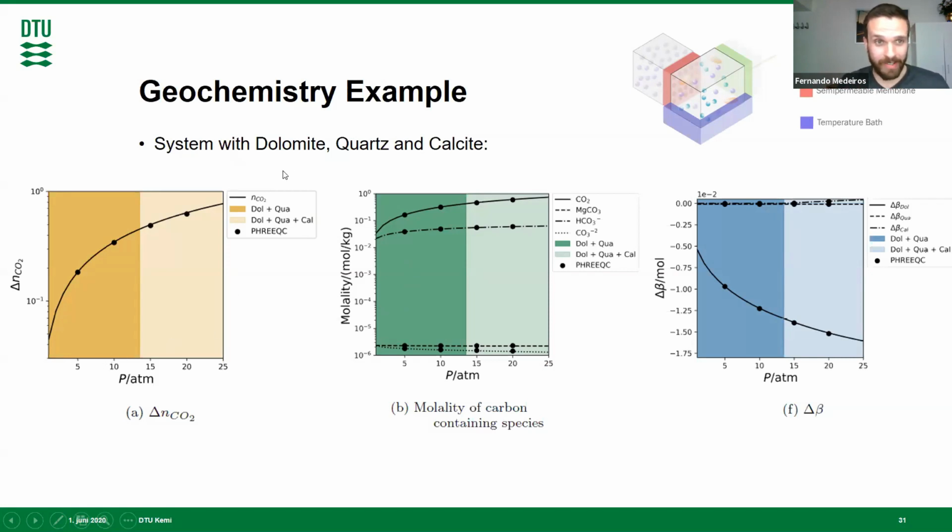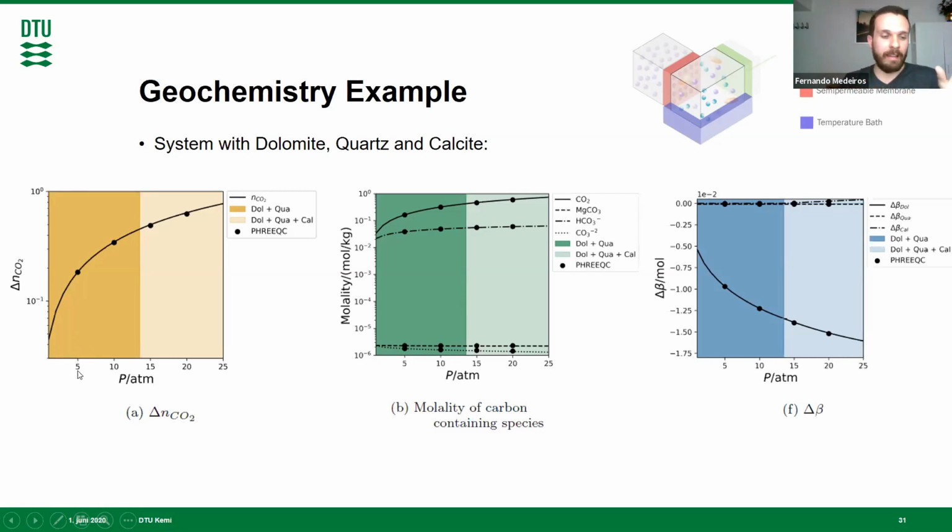But basically what's going on is that I have a system that can form dolomite, quartz, or calcite, which are different solid phases. And also water is present, so there is a water phase. There are no other phases, just the solids and water. And what I'm doing here is that I'm changing the pressure, but not really the pressure. I'm changing the chemical potential of CO2 by changing the pressure. So this is actually the pressure at which my CO2 chemical potential is being calculated.